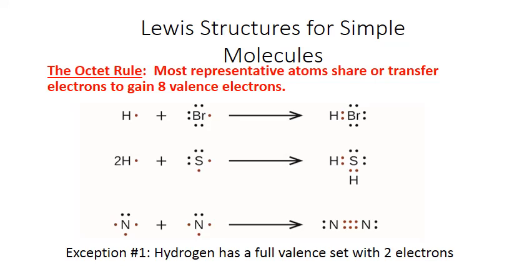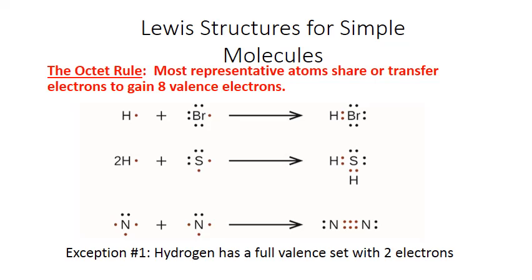Hydrogen is in the first row of the periodic table, so it's actually trying to fill the first energy level. And the maximum number of electrons that can fit into that first energy level is actually just two, the same as the noble gas helium. So this is why hydrogen is considered to have a full valence set with two electrons.